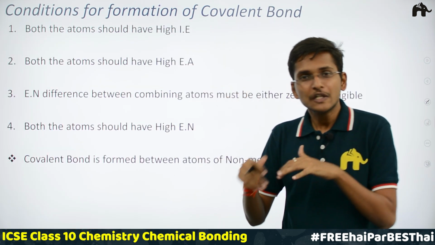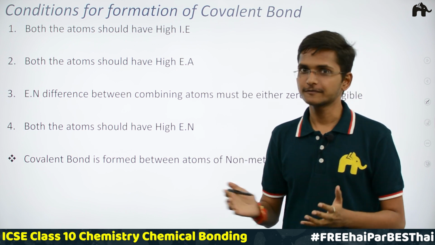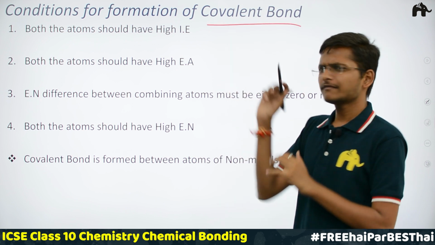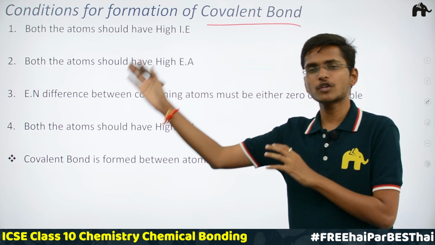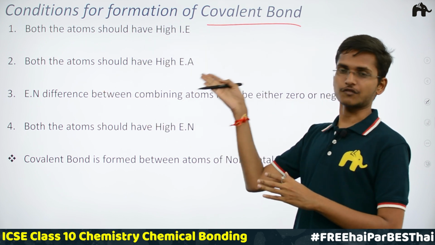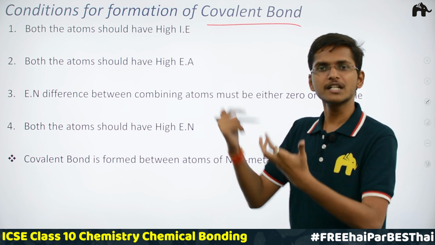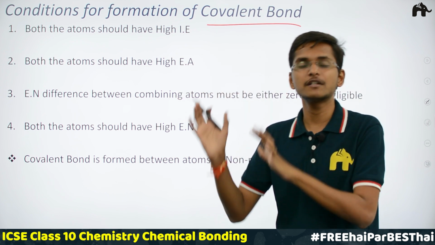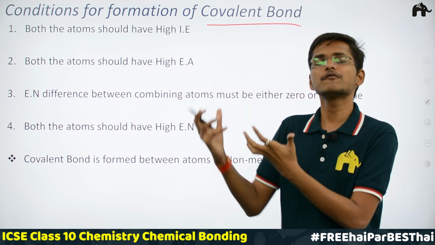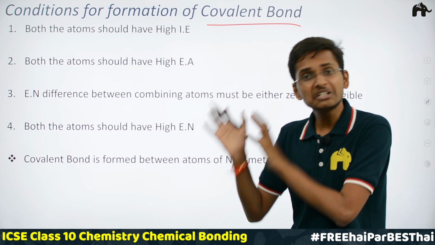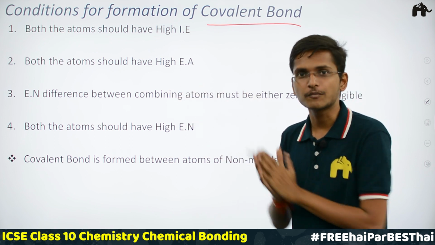Now moving ahead, let's see the conditions for the formation of a covalent bond. In the same way we have seen the conditions for the formation of an ionic bond, here are the conditions for the formation of a covalent bond. We are going to understand these conditions in the same way as we did for the ionic bond.